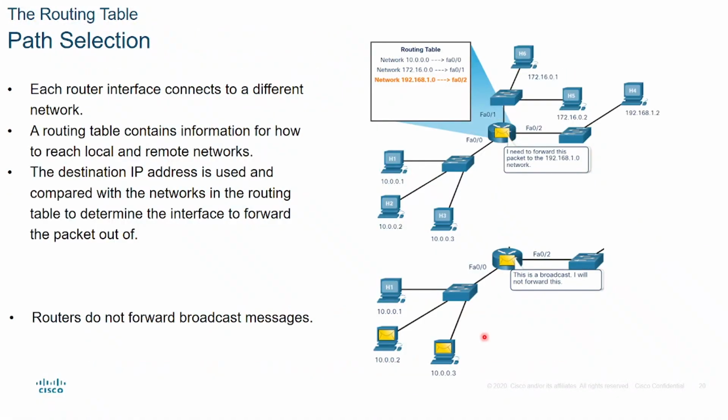So let's look at the routing table. The routing table helps with path selection. Each router interface connects to a different network. A routing table contains information on how to reach local and remote networks. The destination IP address is compared with the networks in the routing table to determine the interface to forward the packet out of.